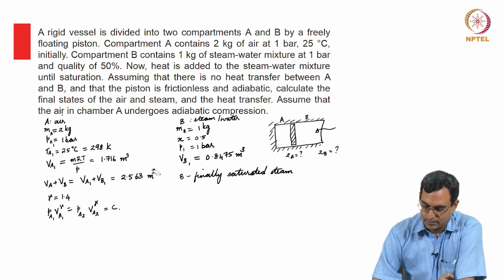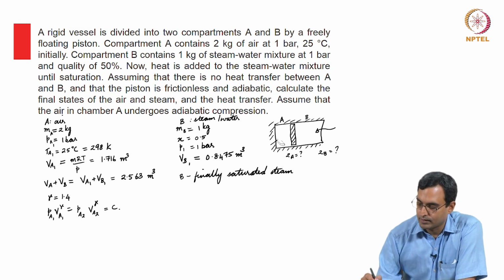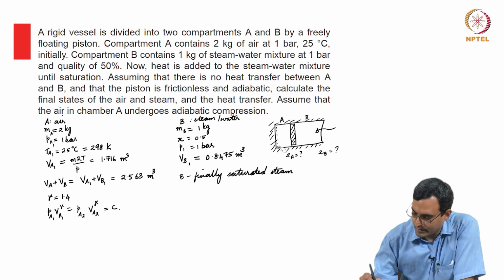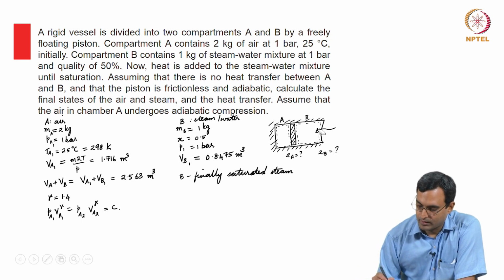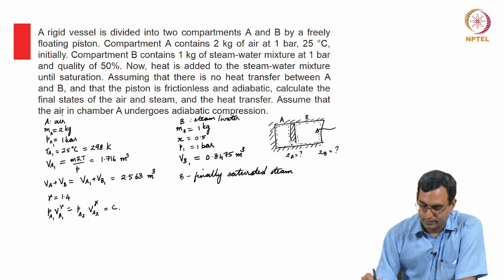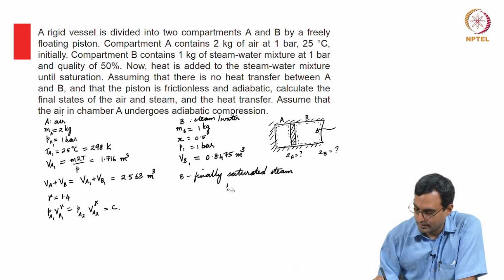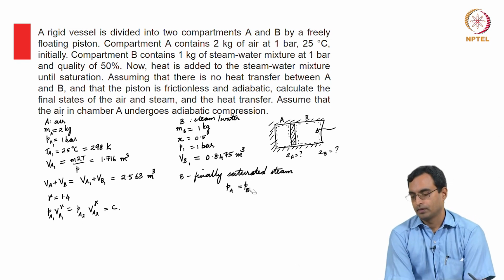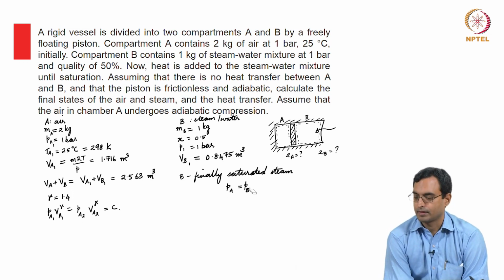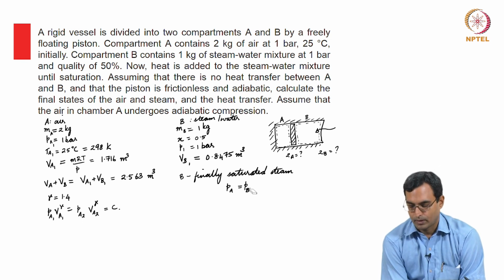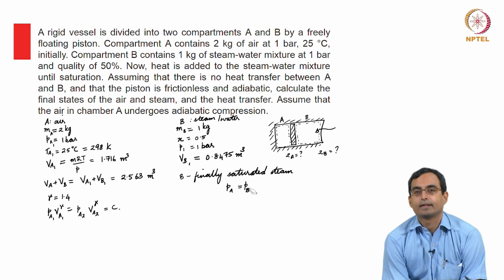For the final state, what we know is that A undergoes an adiabatic process. So if I take only this control mass, it undergoes an adiabatic process. This undergoes a process where there is heating, and at the end of this process, I know it is saturated steam. I also know that it is a frictionless piston, which means that at any point of time, PA would be equal to PB. So that is also something which I know. So there is not enough information in this to arrive at a solution directly. What I am going to do is to do this iteratively.